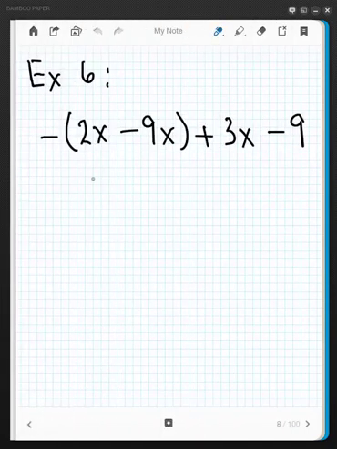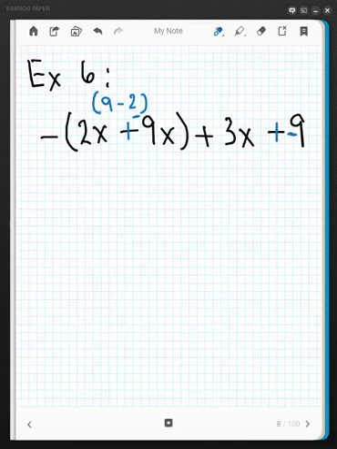All right, the next problem here, this says the opposite of what's in here, and then plus 3x, and then plus that negative 9. So let's first of all work on inside the parentheses. Well, again, let's change this to addition, right? Plus a negative 9. So I have a positive and a negative number. So we're going to take the bigger number 9, subtract the smaller number 2, and we're going to keep the sign of the bigger one. The 9's bigger, so it's negative. And so now we have a negative 7.